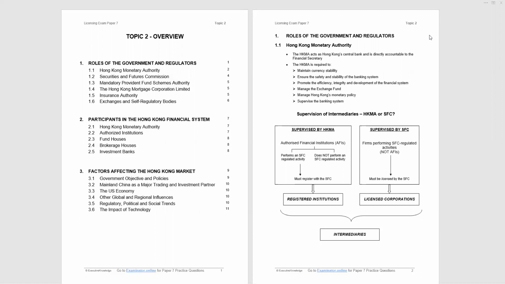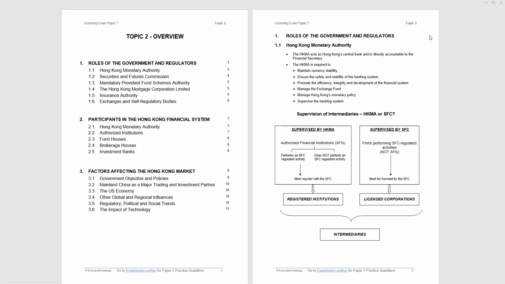Now, what about supervision of intermediaries with regard to the regulated activities in Hong Kong? Is it the HKMA or is it the SFC? Well, as you will see there, the HKMA directly supervises authorized financial institutions. Now, AFIs, authorized financial institutions, is the terminology in the Securities and Futures Ordinance. The terminology in the Banking Ordinance is authorized institutions. And you can see both referred to in the exam. Now, if an AFI, if a bank performs an SFC regulated activity, it must register with the SFC and it will be known as a registered institution.